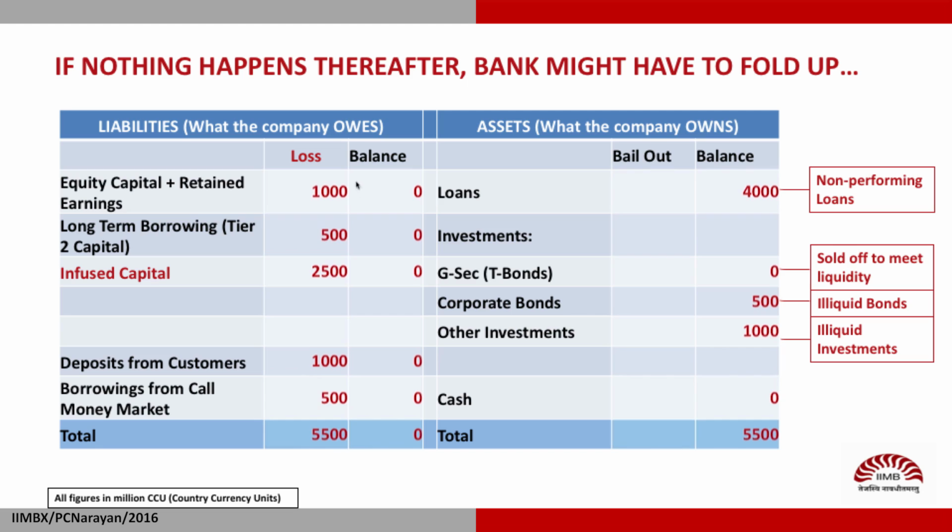The equity shares at this bank is 1,000, long-term debt 500, additional capital infused 2,500, deposits from customers 1,000, and borrowings from the call money market 500. All of these are stuck because none of these assets can be liquidated, and there is no more opportunity for the bank to raise resources except perhaps through another infusion of capital like our Good Samaritan who brought in 2,500, which seems immensely infeasible. Why is that the case?